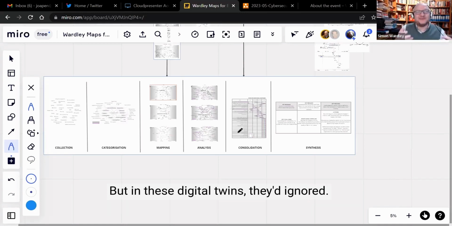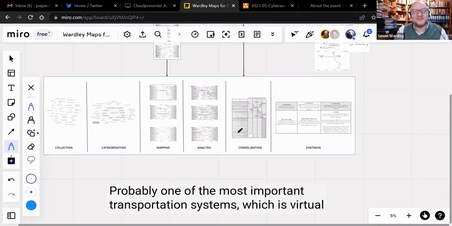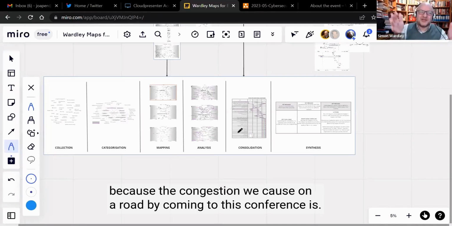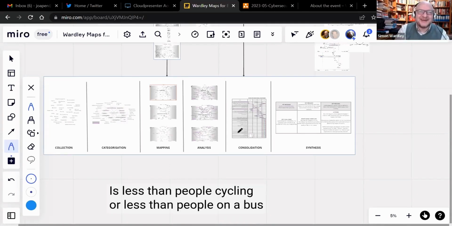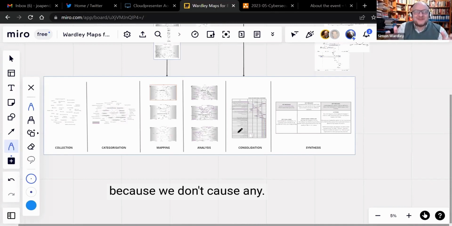But in these digital twins, they'd ignored probably one of the most important transportation systems, which is virtual, because the congestion we cause on a road by coming to this conference is less than people cycling or less than people on a bus, because we don't cause any. And so it has a direct impact.